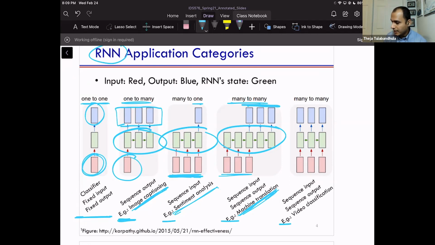And there's a slight variation of many-to-many, where you don't wait till the end of the input to start producing outputs. In the earlier version, you look at the whole sentence and then produce the new sentence in a new language. Here, you start producing outputs immediately when you get input. One of the examples written here is video classification, but it could be anything where you don't need to wait for the full input to start producing an output. So these are some examples.